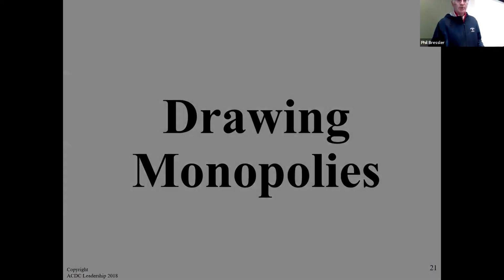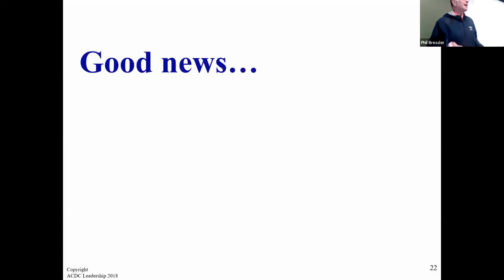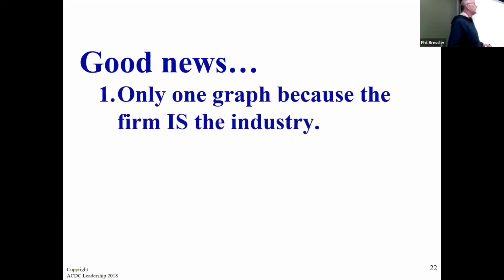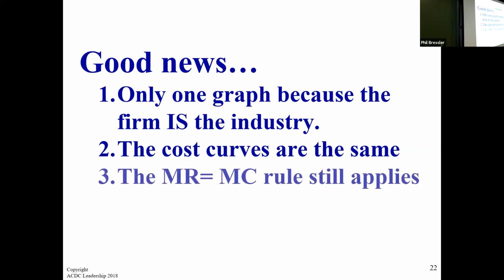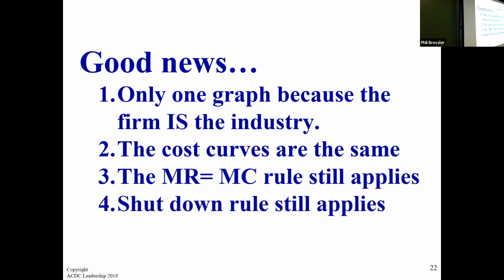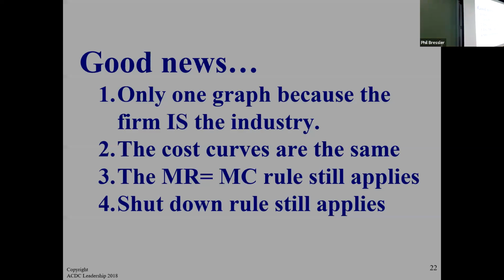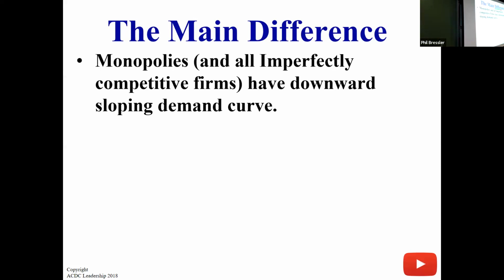All right, so we're gonna start looking at drawing the monopoly. Graph-wise, good news, only one graph. Why? Because the firm is the industry. The cost curves are the same. So you're not learning any new cost curve. Marginal cost, average total cost, average variable cost, they're all the same. Marginal revenue equals MC is still the profit maximizer. Same shutdown rule. This is gonna be easy.